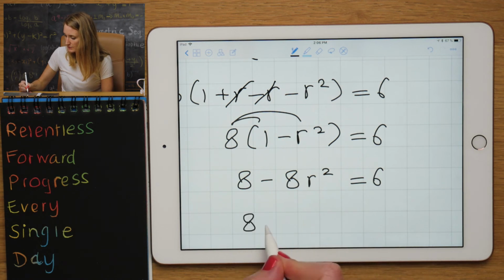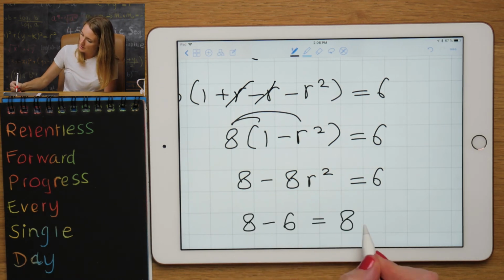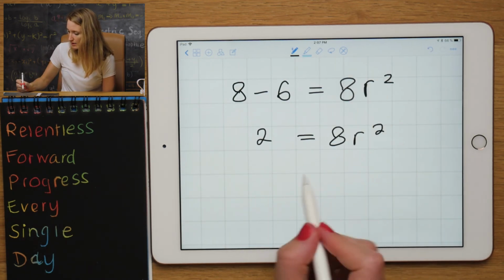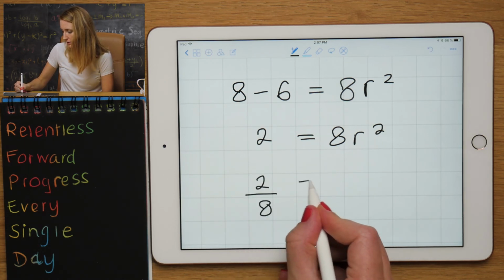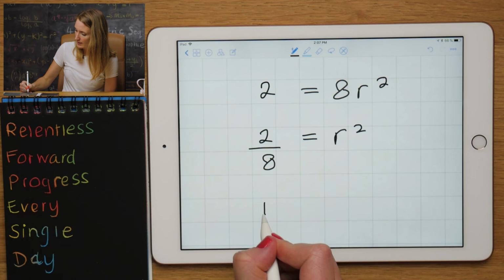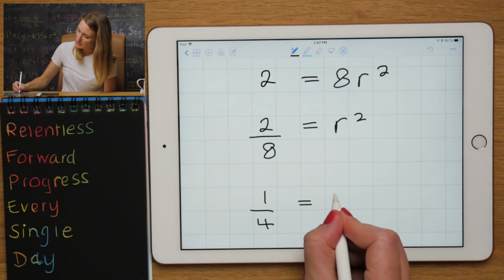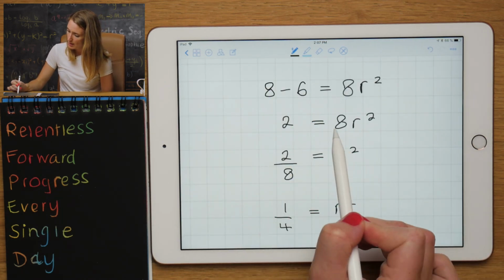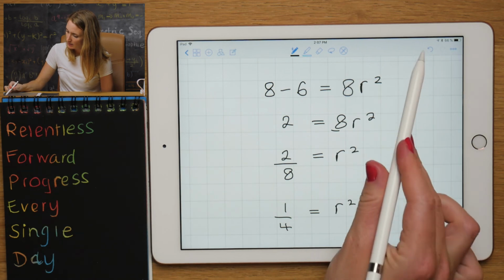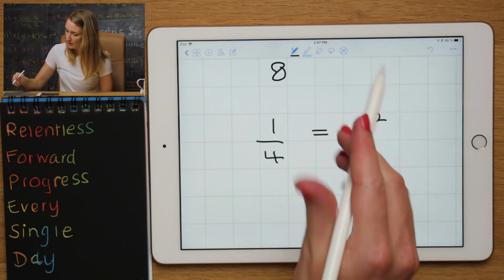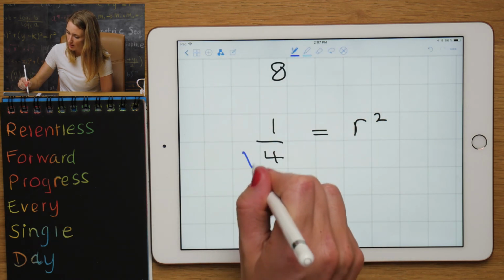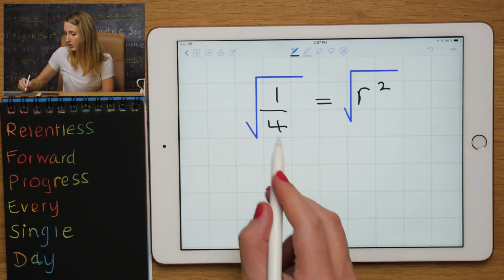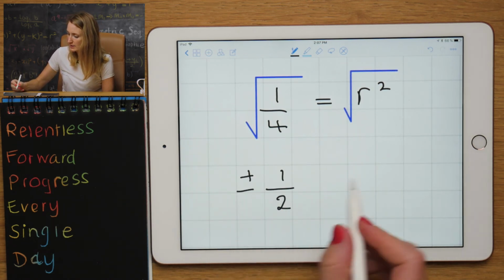Make r squared the subject, so you've got 8 minus 6 equals 8r squared. 8 minus 6 is 2. 2 equals 8r squared. So r squared equals 1 over 4 if we cancel that fraction down. Both of these can be divided by 2. So 8 minus 6 is 2, and you move the multiply by 8 to the left-hand side, and it's divided by 8. I'm going to take the square root of both sides to find r. Now, the square root of a quarter, you remember from surds, the square root of 1 is 1, the square root of 4 is 2, and I'm going to have a plus minus.